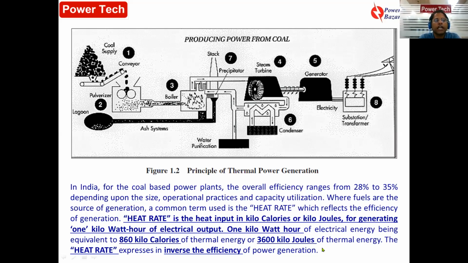One is gross heat rate. That means total gross energy divided by kWh. Another one is net heat rate. That means some auxiliary consumption will be there, and only the sent out will be your net energy sent out. So total gross input energy divided by net energy is known as net heat rate.